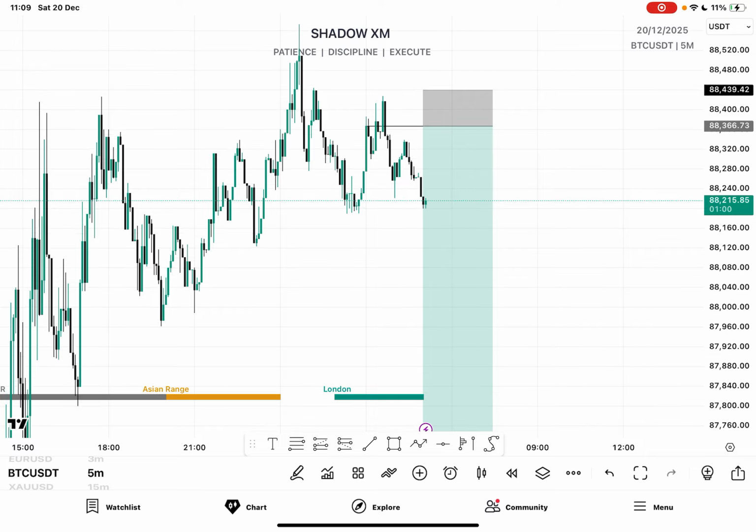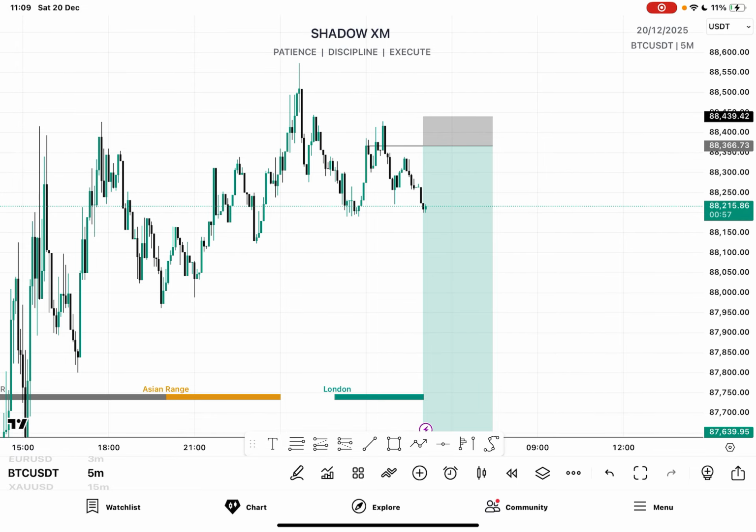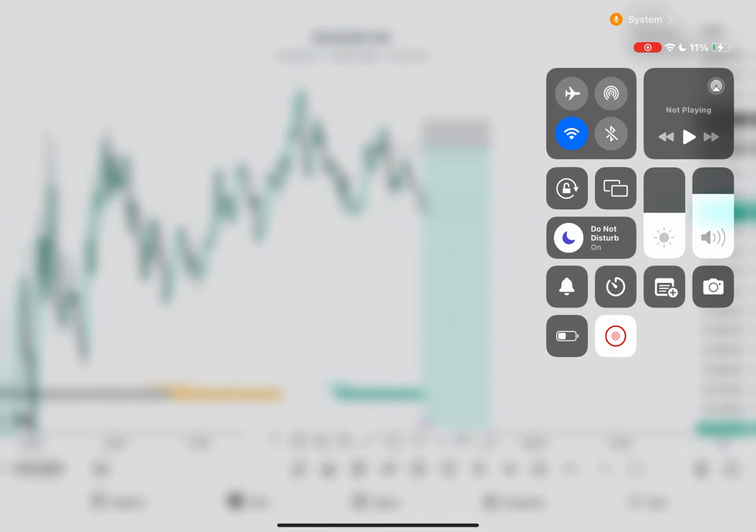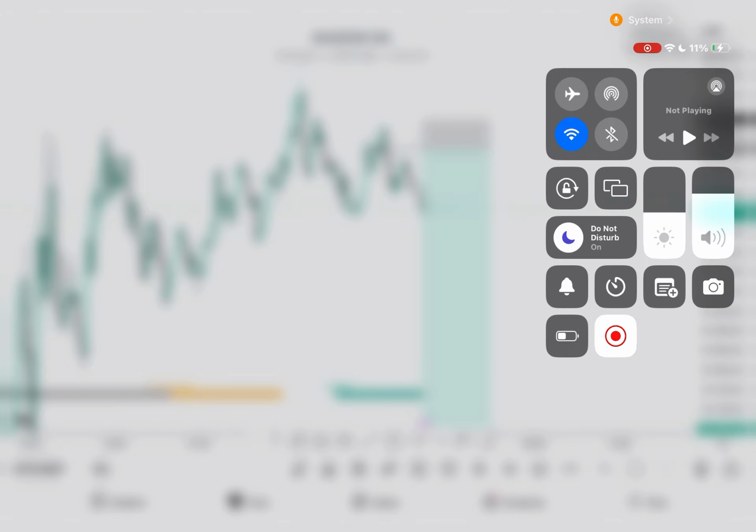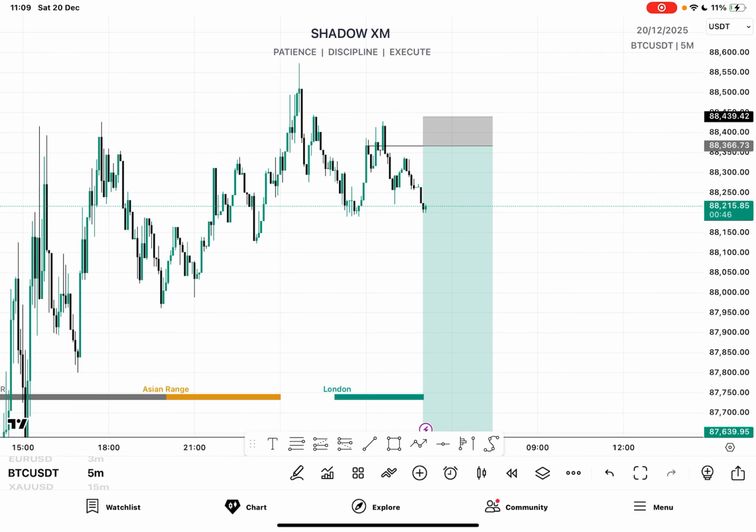So that's what we have on BTC. I'll be targeting that side on BTC basically. So that's all we have on BTC at the moment.